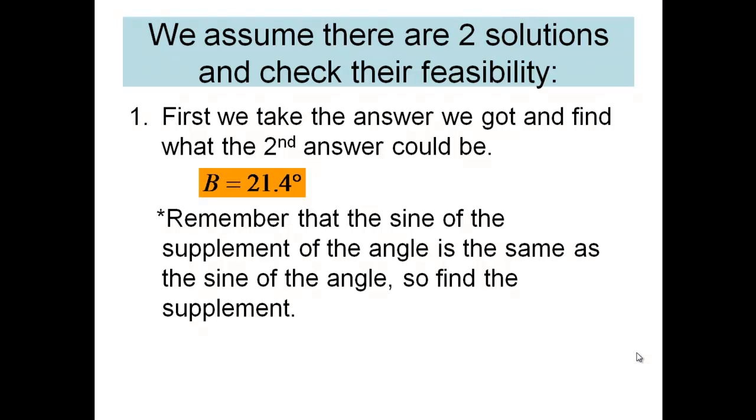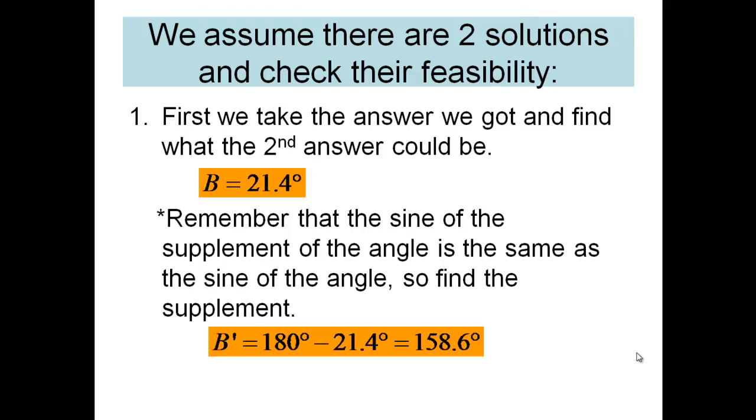If this is the angle that we found, we need to find out what the supplement of that angle would be, because the sine of both of these angles would be the same. Remember that supplementary angles add to 180, so if I take 180 and subtract my angle, this would give me the other possible angle. You'll notice in the book that they use this notation, which we read as B prime. This just means it's the second possible solution. So we've got angle B, which is 21.4, and we've got B prime, which is 158.6. All right, so we've got what the possible second solution would be.